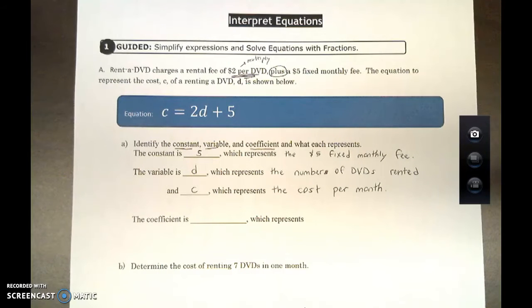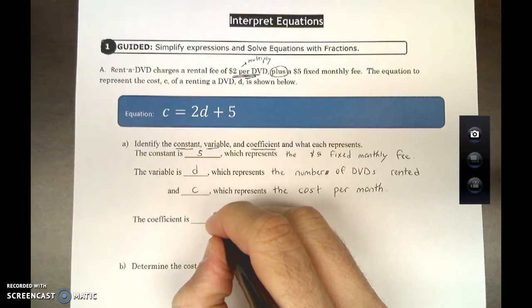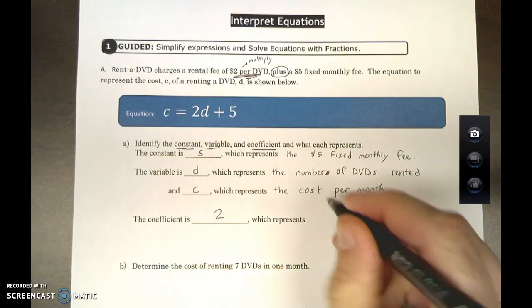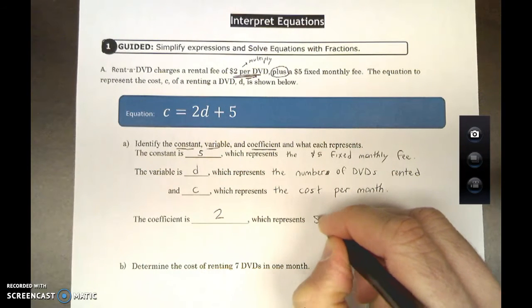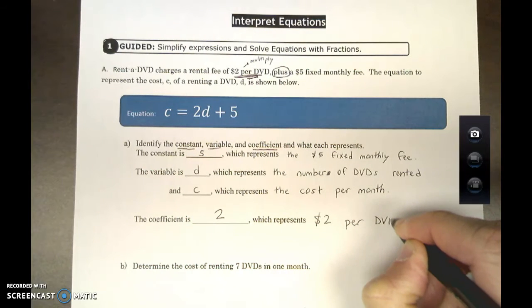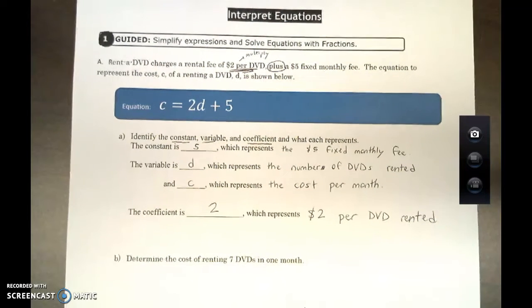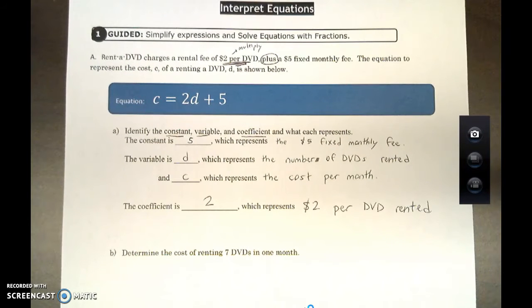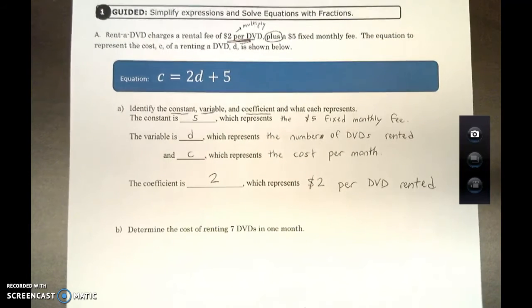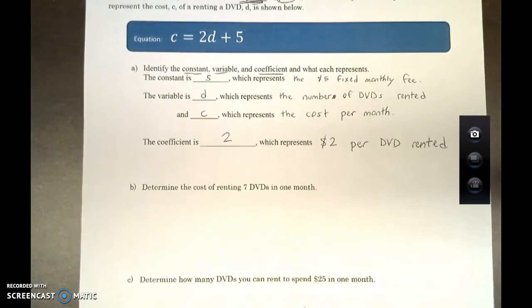The coefficient, remember coefficient just means the number in front. The coefficient is 2 in this problem, and it represents the $2 per DVD that you rent. So we're multiplying that 2 times the number of DVDs that I'm renting. So now that I have the equation, I can start plugging values in and solving and using our steps that we've learned to solve 1- and 2-step equations.